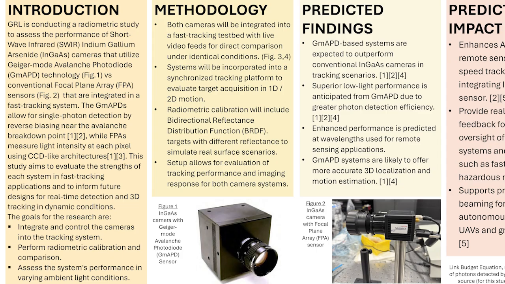And FPAs measure light intensity in a similar manner to what you would see in a charge-coupled device, or CCD, architecture. This study essentially aimed to investigate and evaluate the strengths of each camera sensor for fast tracking applications, to inform future design in real-time detection. So the goal for the research was to integrate and control the cameras into this tracking system, perform radiometric calibrations and comparisons, and then assess the system's performance in varying ambient light conditions.